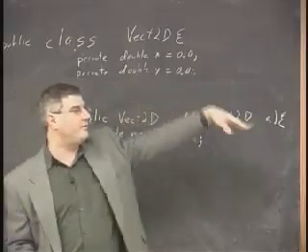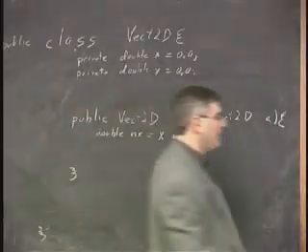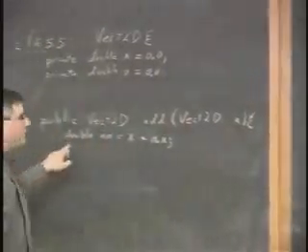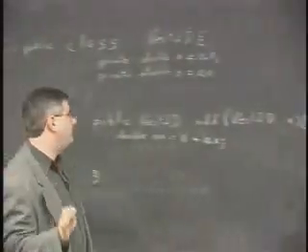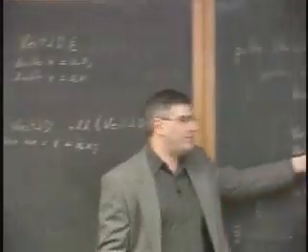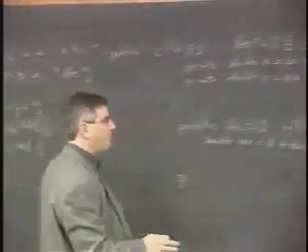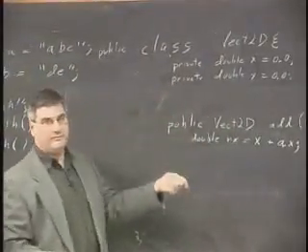Now, if there was some other 2D vector out there, maybe in my program, say this guy B over here, you couldn't get at this guy's x and y, not because it's private, but because you don't have any reference to that B. He's just out there in space. The only guys you know about are the guy that got passed in and yourself.